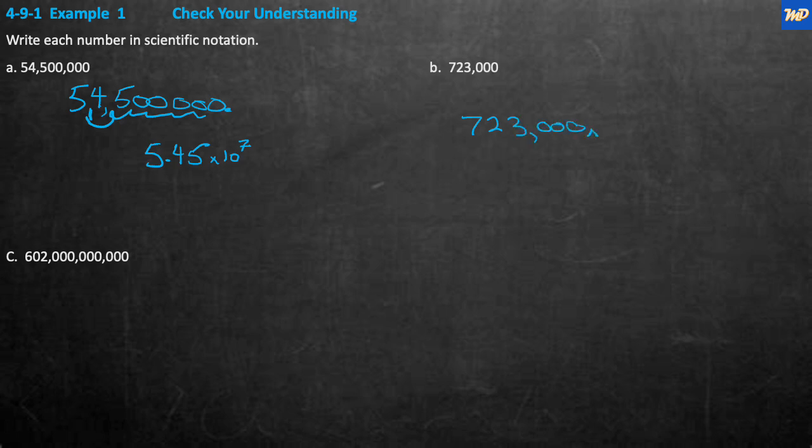723,000. The decimal point is right there. We're going to move it 1, 2, 3, 4, 5 times to get below the very last non-zero number. So here is where we're moving the decimal place. So now we're going to have 7.23. We're not going to lose those. We're going to lose these zeros here.